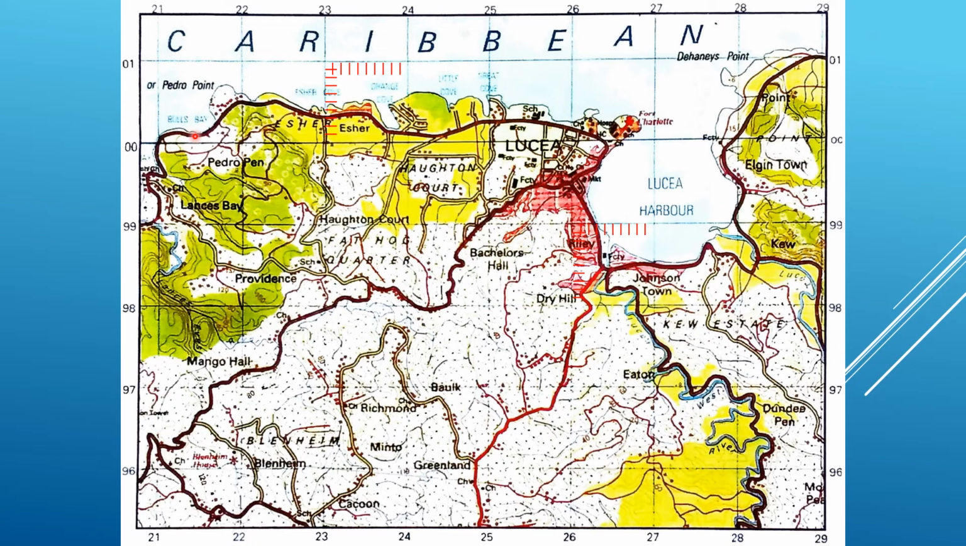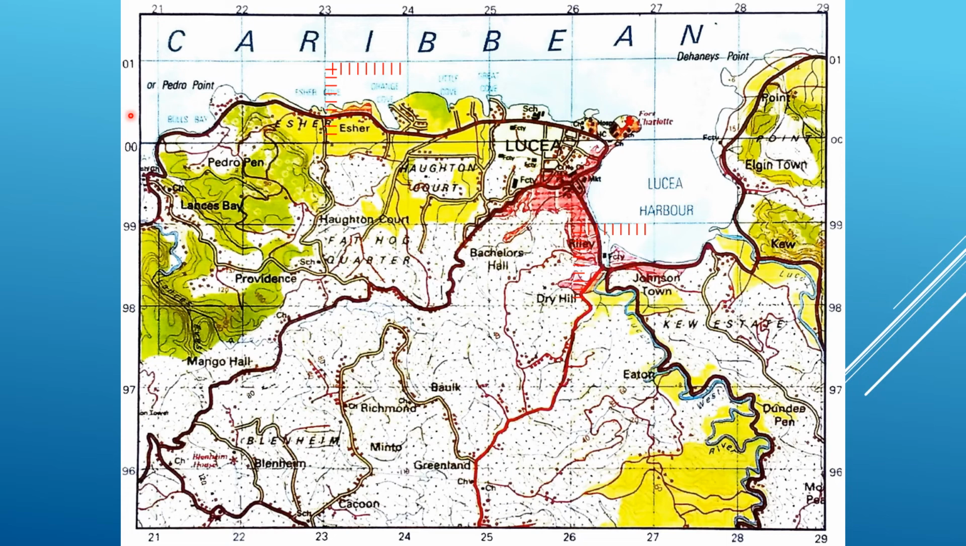Again, our six-figure grid reference for the road junction at Esher is 23, 0, 0, 0, 3, because as we count northwards, our third marker is exactly at the road junction. All right, and we say 0 because easting 23 actually passed right through the road junction. So we say 23, 0, 0, 0, 3 as our six-figure grid reference for the road junction at Esher.